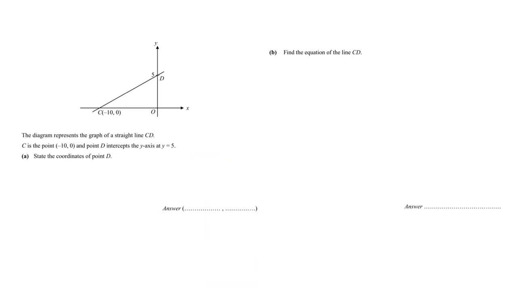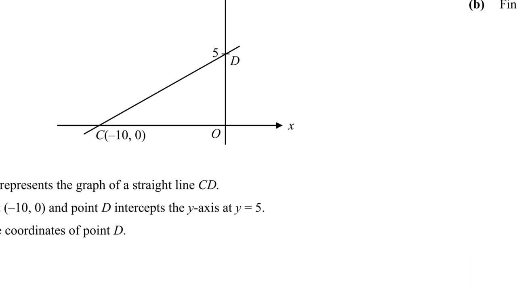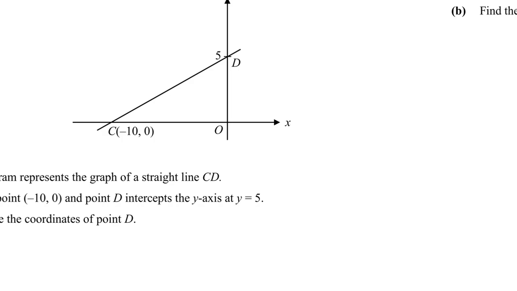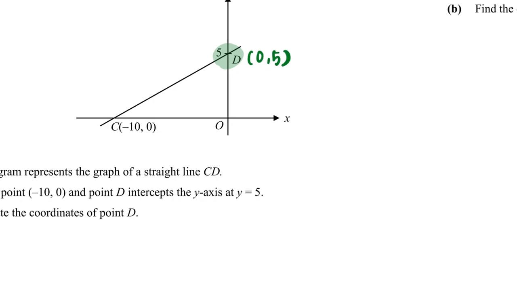Hello everyone, welcome to this problem where we are given a diagram of a straight line CD. Coordinates of point C is given, negative 10, 0. Point D intercepts the y-axis at y equals to 5. What is the coordinates of D? So when I zoom in, coordinates of D is pretty straightforward, isn't it? X is 0, y is 5. Done.